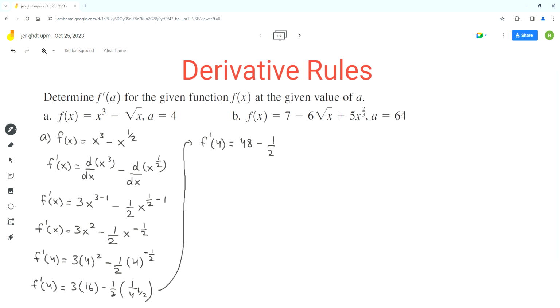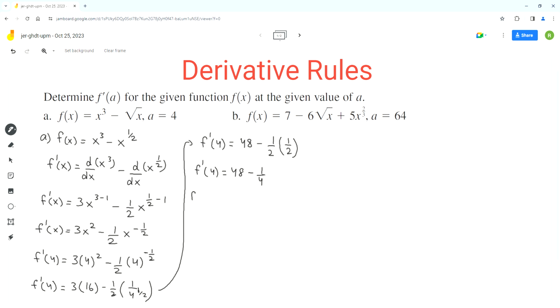Now 4 to the power half in the denominator is equivalent to the square root of 4. And we know the square root of 4 is 2. So we get 1 over 2 times 1 over 2. Now we can simplify this term further. So 1 over 2 times 1 over 2 is equal to 1 over 4. When we multiply the fractions, we multiply the top terms and we multiply the bottom terms.